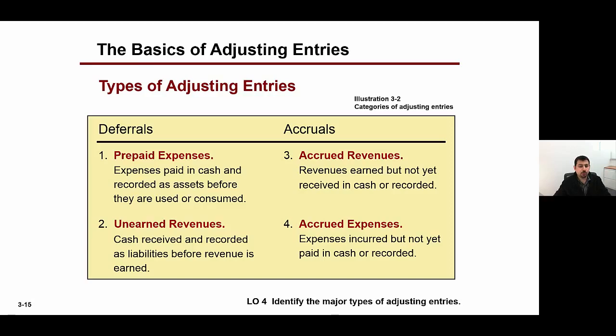So accruals, as the name suggests, are an accumulation of revenues or expenses that have not been recorded or recognized yet. Whereas with prepaid expenses, this is when we pay in advance in return for services or products that we will be receiving in the future. Unearned revenues is where the company receives cash before they actually provide the service or make the sale. So it is actually before the event has occurred.